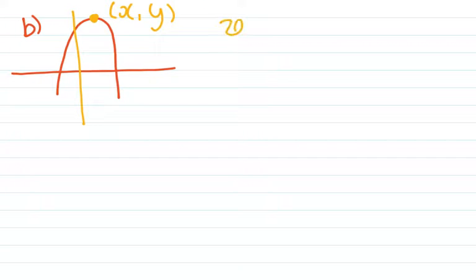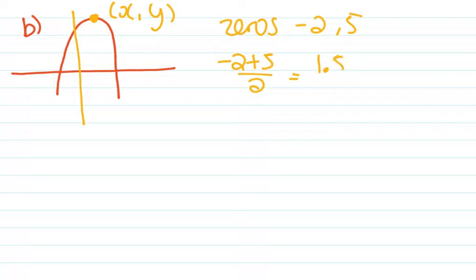So we know that the zeros are -2 and 5. So if we find the point that's halfway between them, then we'll know what the optimal value is. So -2 plus 5 divided by 2 equals 1.5. So the optimal value, or the x value that will produce the optimal value, is 1.5.